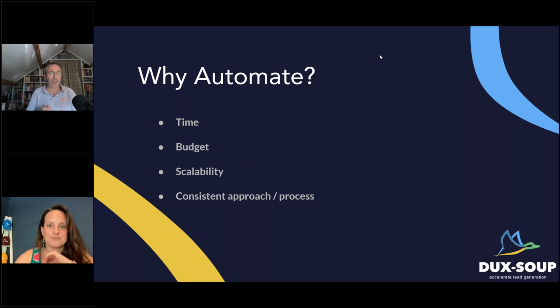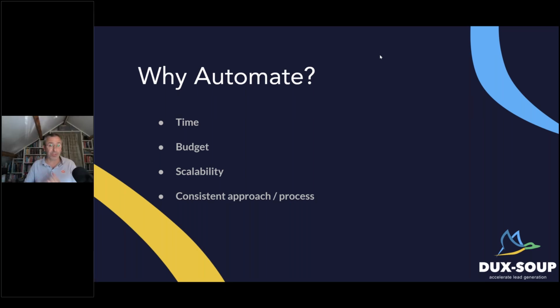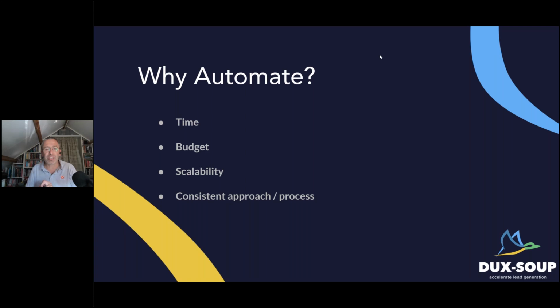So what we're going to cover today. Why would you automate? Because you're short of time. Maybe your budget is an issue. You need to scale up. And in order to do that consistently and appropriately, you need a consistent approach. You need a process. And whichever version of Dux-Soup you're using, whether that's the Pro version, the Turbo version, or the Cloud version, hopefully there's something in here for everyone.